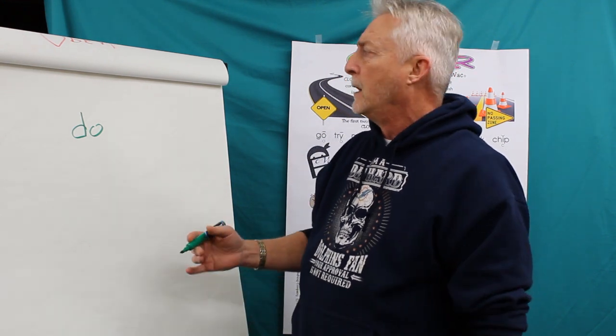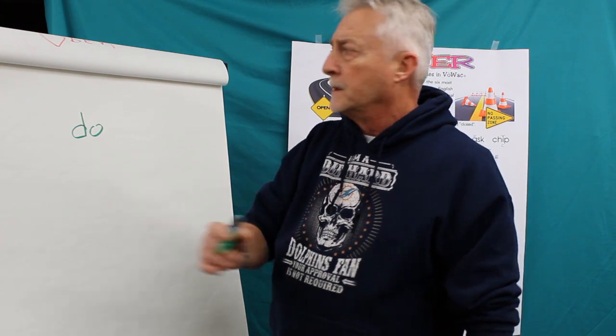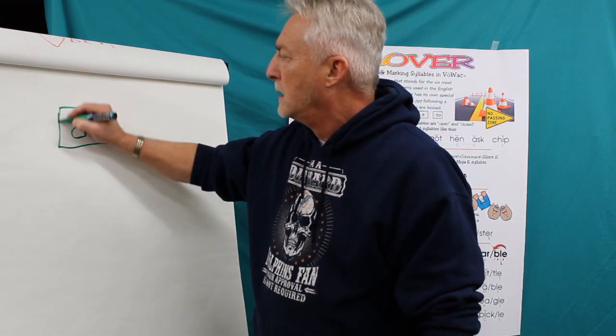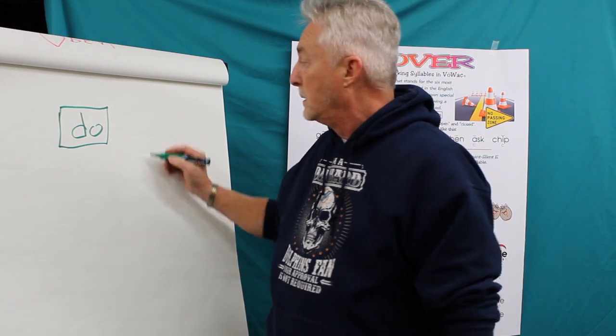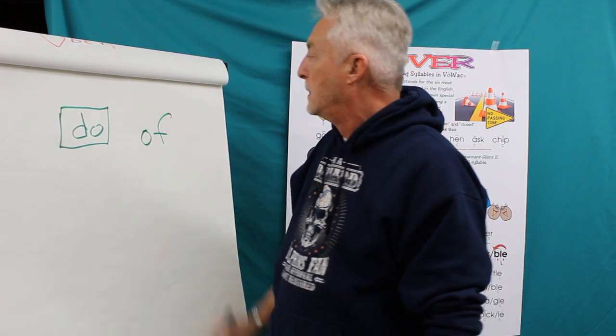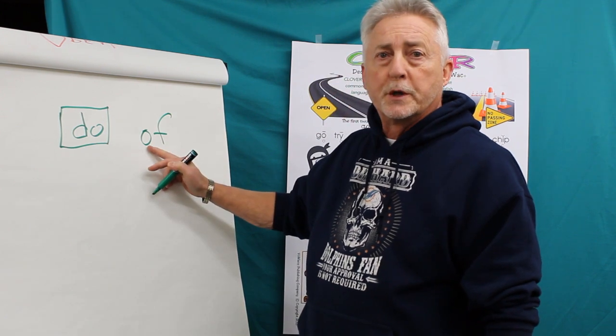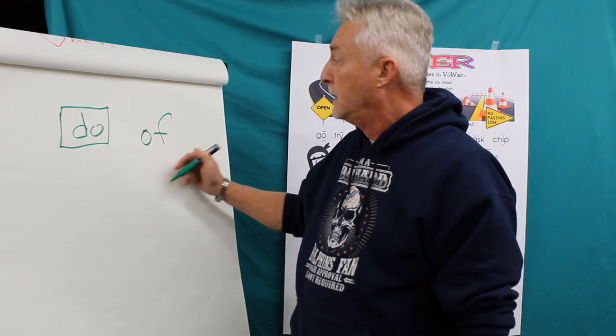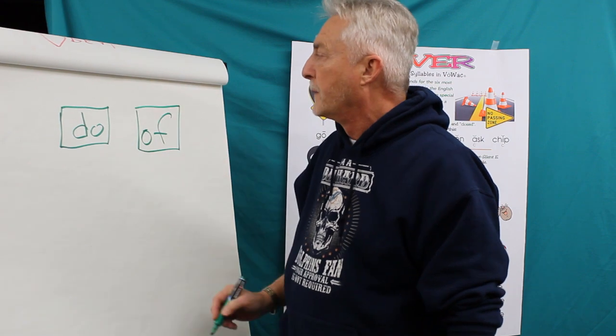They're sight words. Very simply, when we mark this, we put a box around it. Okay, it's that simple. This does not have the short O sound. It says "uv." Put a box around it.